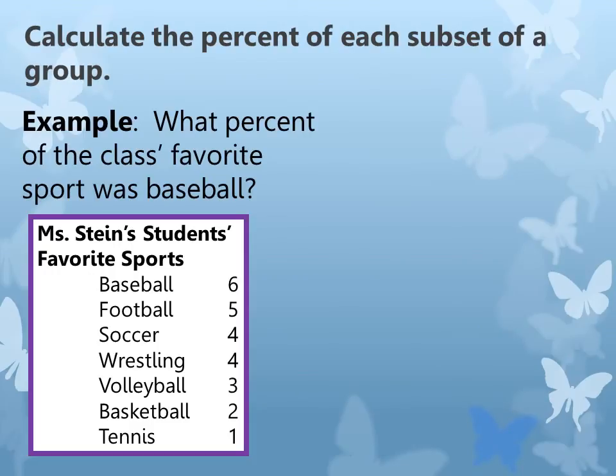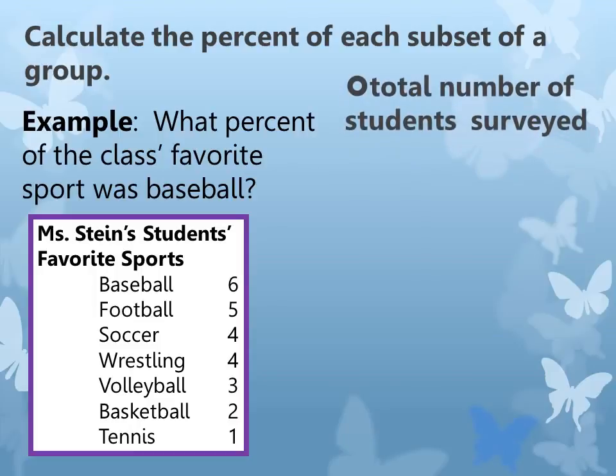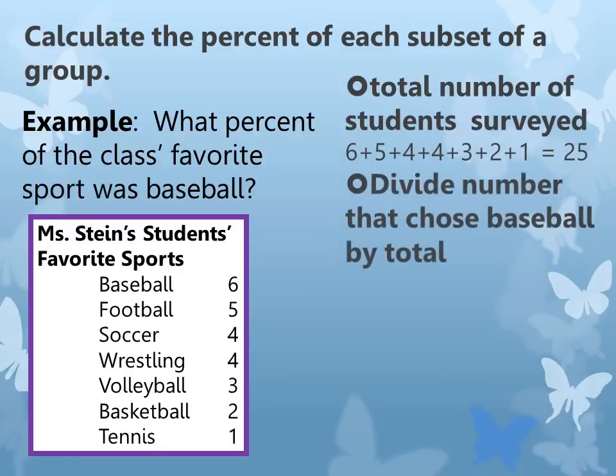Okay, last one. We want to be able to calculate the percent of each part of a group. We're just going to do one for an example. What part of my class's favorite sport is baseball? The very first thing you would do is add up all the students. So, 6 plus 5 plus 4 plus 4 plus 3 plus 2 plus 1. Okay, that's 25 kids.